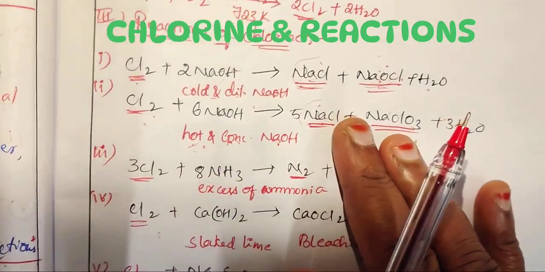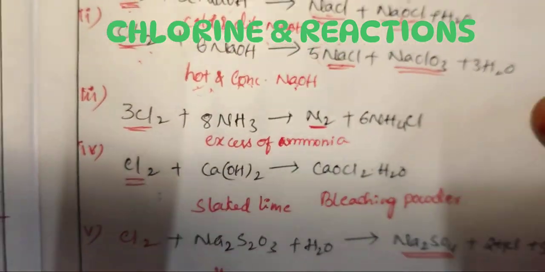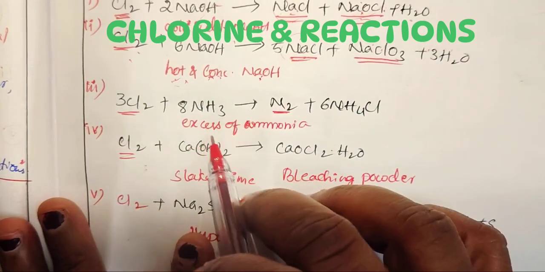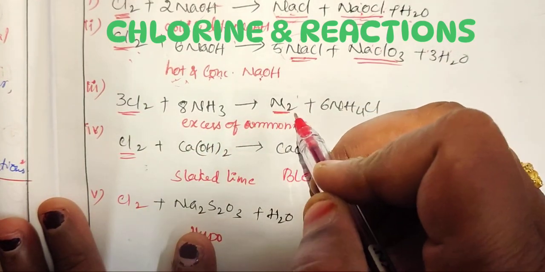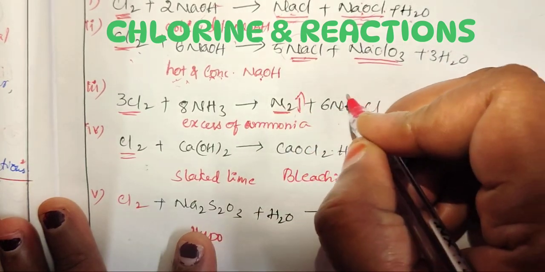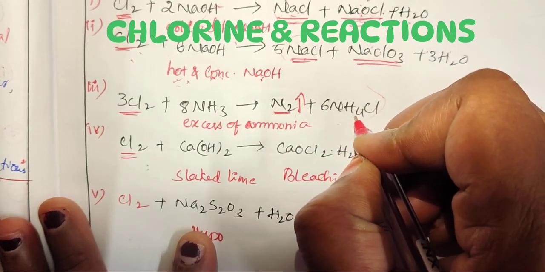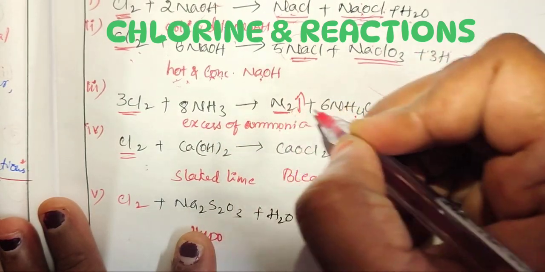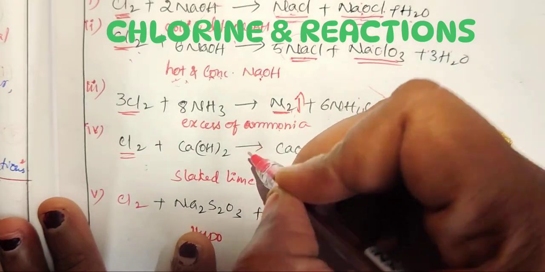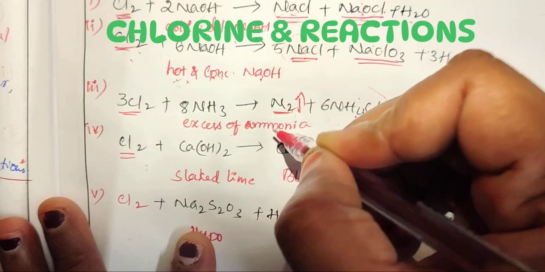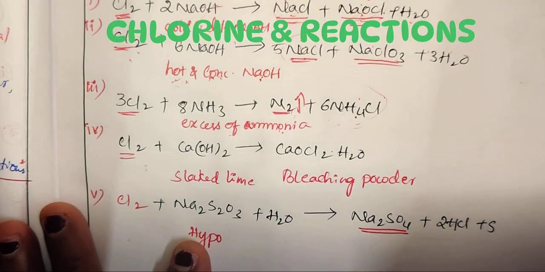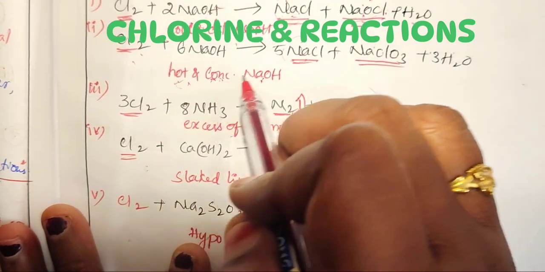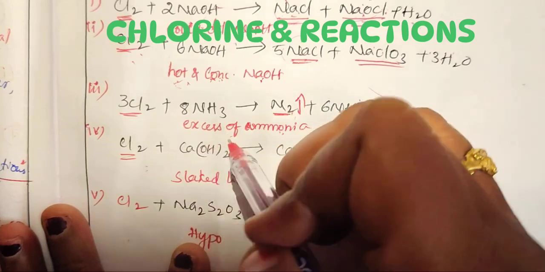Let us see the reaction of chlorine with excess ammonia. Chlorine reacts with excess ammonia and liberates N2 gas along with 6 molecules of ammonium chloride. So chlorine reacts with excess ammonia and produces N2 gas along with ammonium chloride. This is the reaction of chlorine with excess ammonia. So we discussed the reaction of chlorine with cold dilute NaOH, with hot concentrated NaOH, and with excess ammonia.